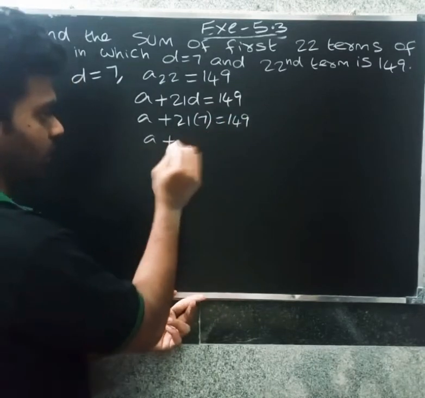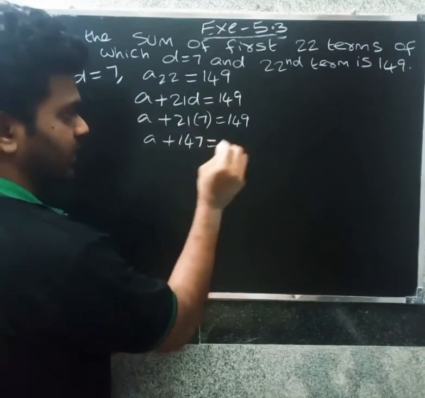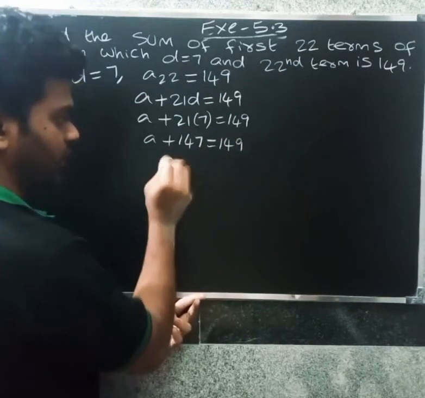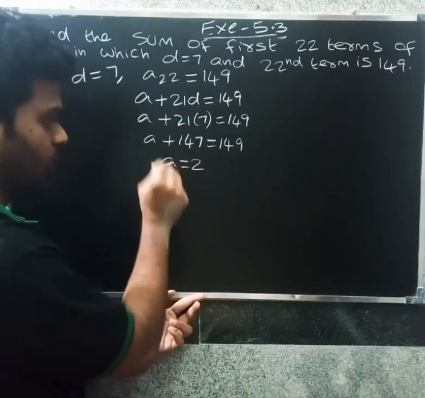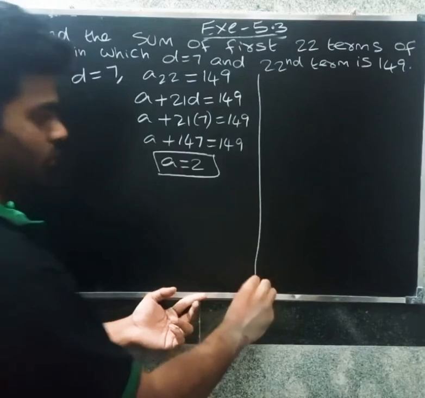So a plus 147 equal to 149. So a equal to 149 minus 147, so a equal to 2. So we have got the value of a.